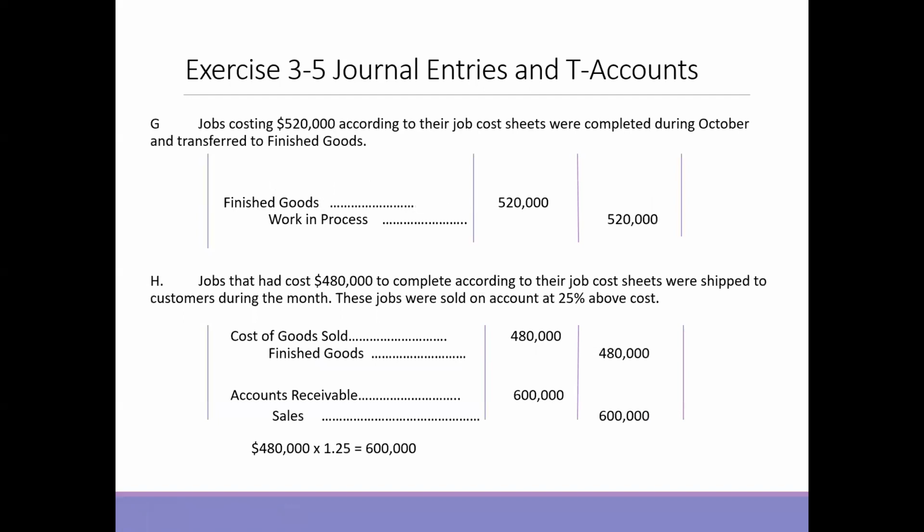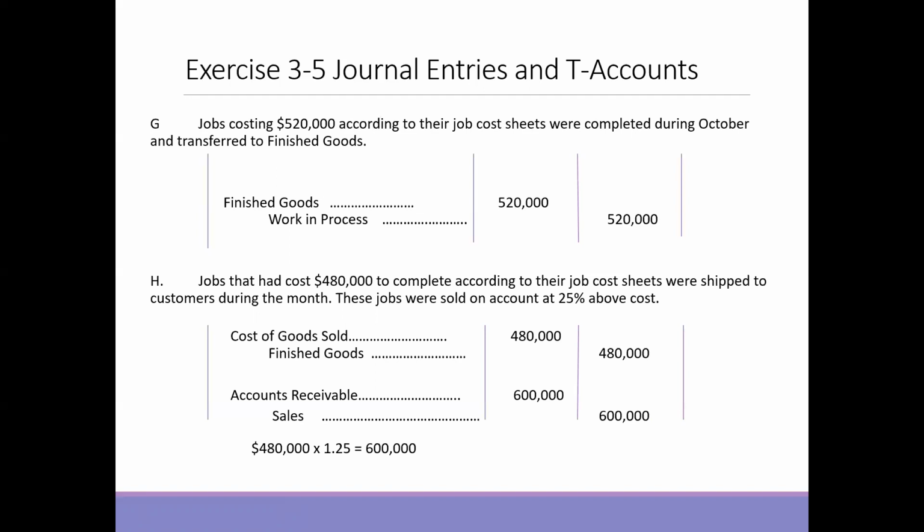Jobs costing 520,000 according to their job cost sheets were completed during October and transferred to finished goods. Again, it goes from one inventory account over to another. Debit our finished goods and we credit our work in process.